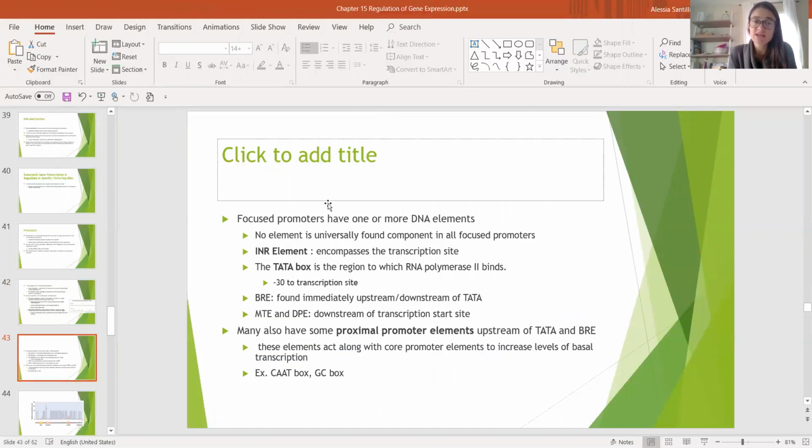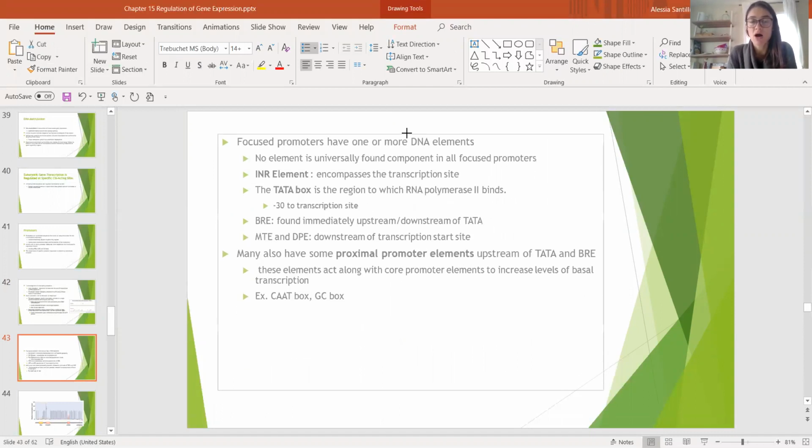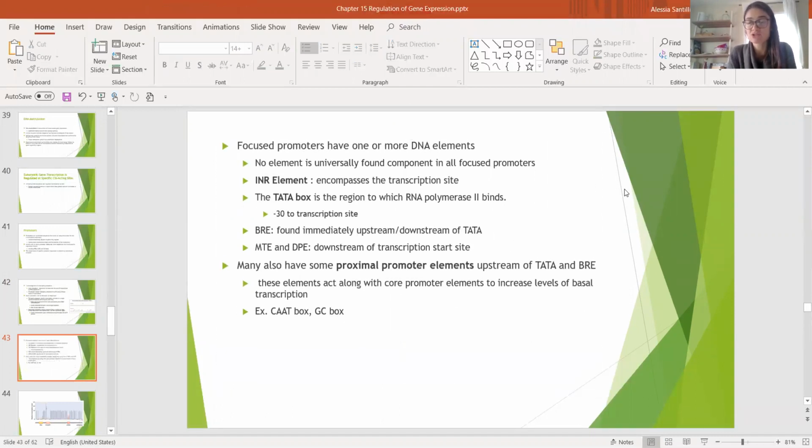So focused promoters have a couple of really important DNA elements or DNA sequences. Something to keep in mind, not every single one is going to be discovered in one promoter. A promoter usually has one or more, but they're not universal, right? So they're not universally found in all focused promoters. One of them is the INR element or the initiator element. This encompasses the transcription start site. We also have the TATA box. The TATA box is a really important one.